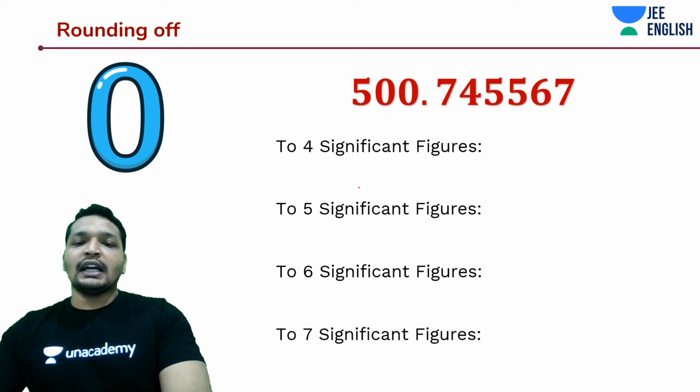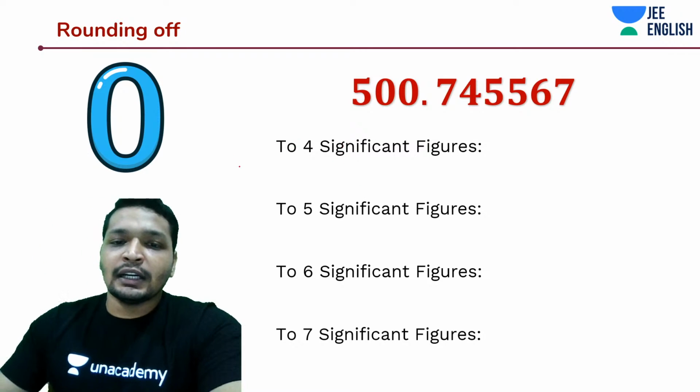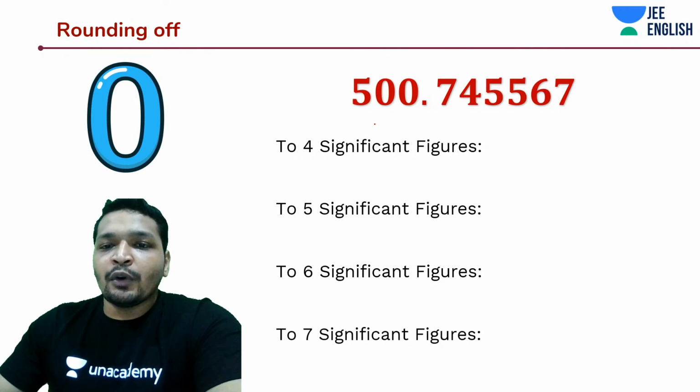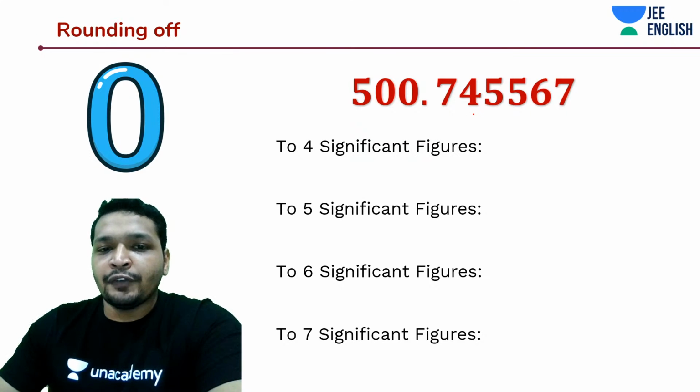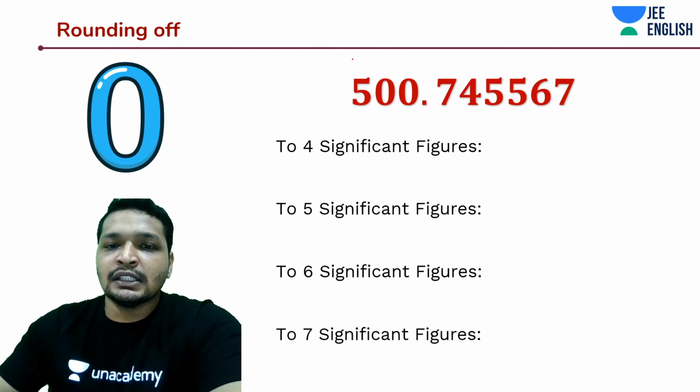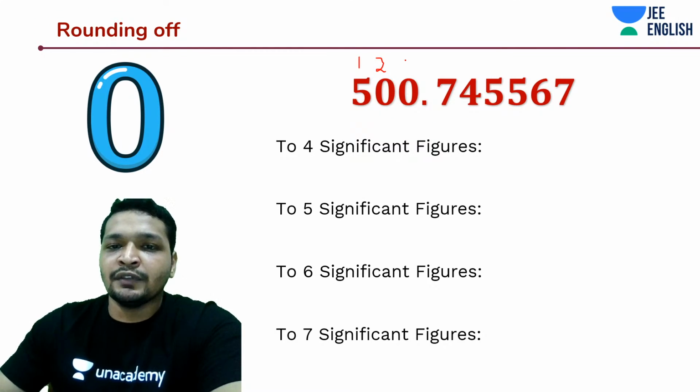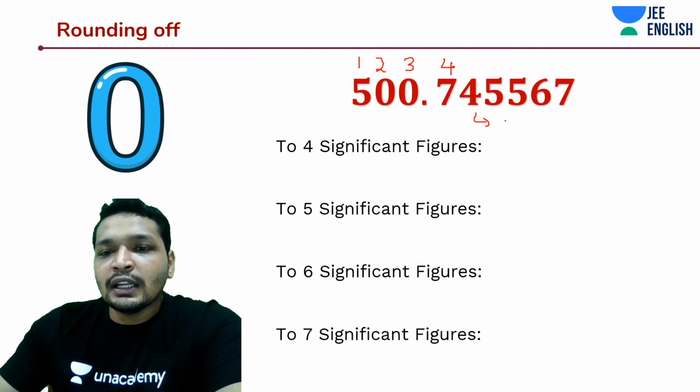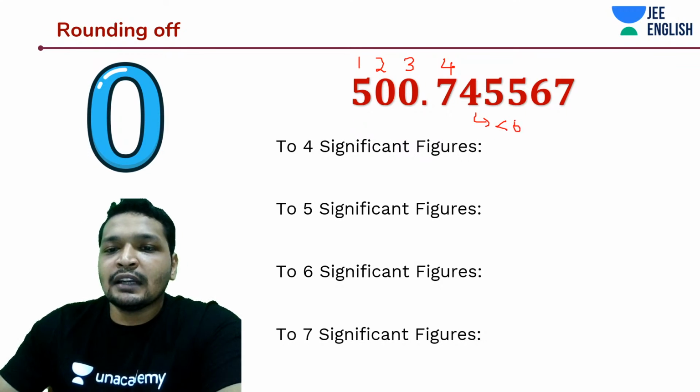So get started on this, guys. If you're watching it, just get started on this question. Let's say I want to round it off to 4 significant figures. Where is that 4th significant figure? This is the 1st significant figure, this is the 2nd, this is the 3rd, and this is the 4th one. And how do you round it off? Is this greater than 5 or less than 5? This is less than 5.